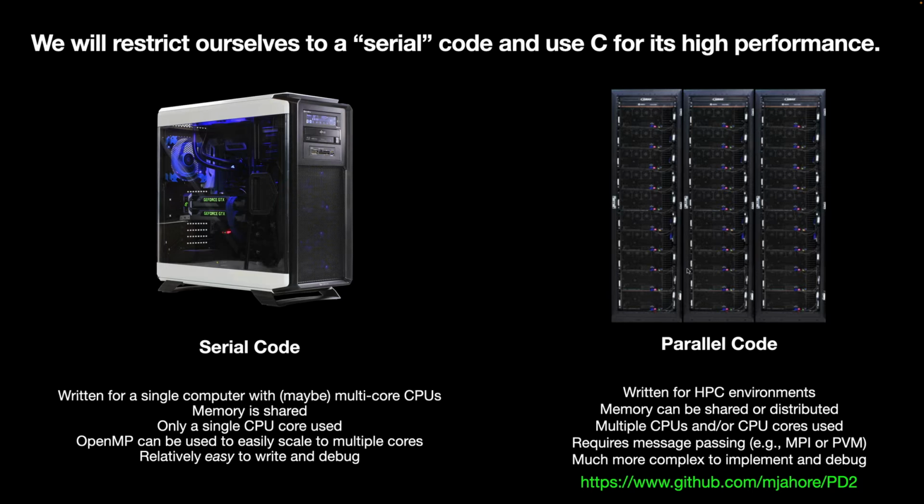This is in contrast to a parallel code that's written for high-performance computing environments. I'm showing just some racks of servers here, which is pretty much what an HPC looks like these days. The memory in these things can be shared, so each server could have many cores and many CPUs, and they can share the memory. And so you could run an OpenMP code on this, but you can also divide your system up and use multiple servers. And in that case, your memory would be distributed.